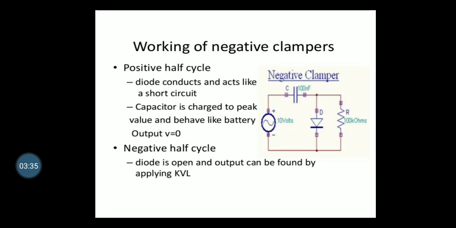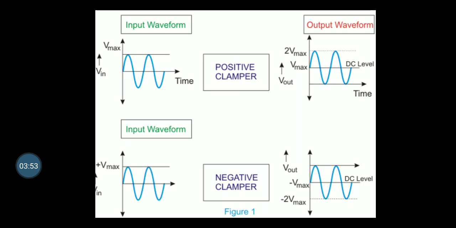In negative clampers, the diode D is reverse biased for the first half cycle, hence the total output voltage is the maximum of 2 times the input signal. So here, during positive clamping, the positive waveform is clamped to 2V maximum value. During negative clamping, the negative half cycle is clamped to -2V maximum value.